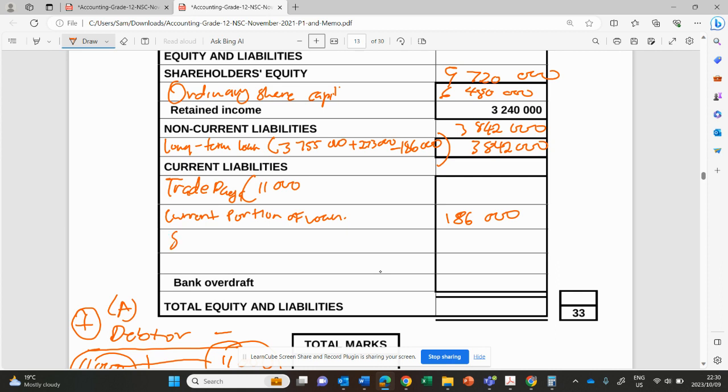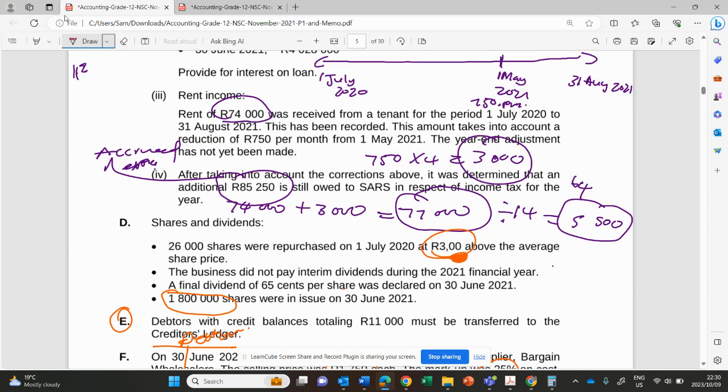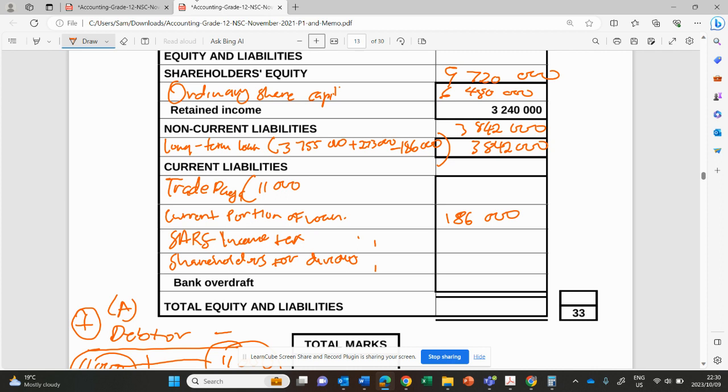Now we are having the SARS income tax, and then the shareholders for dividends. The two are given. The SARS income tax is given. They said it is the one that is still owed, the 85,250. So we're going to say 85,250. The shareholders for dividends is the final dividend of the current financial year.